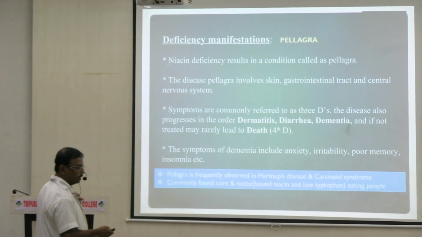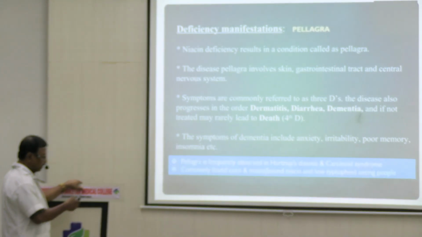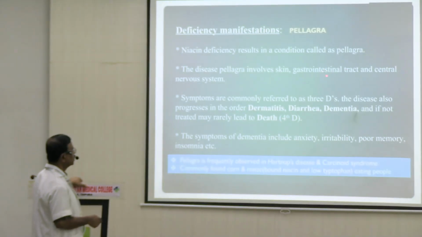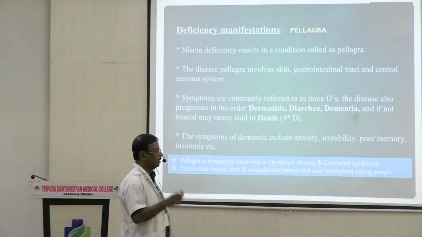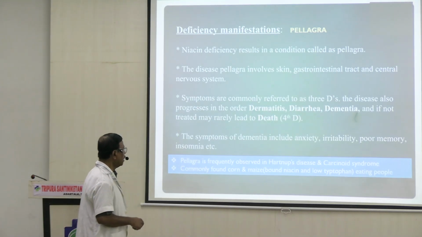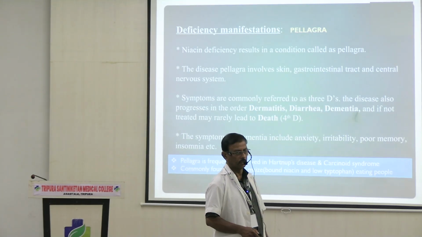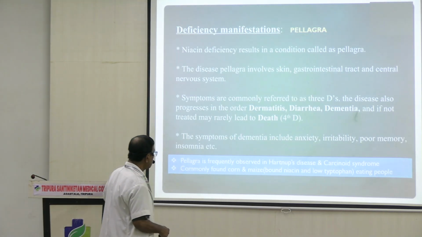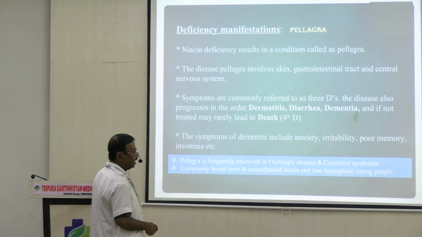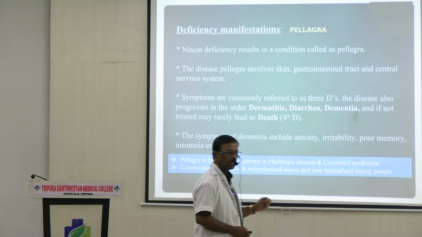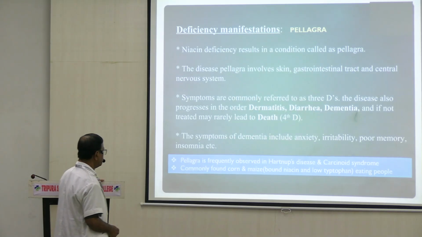Deficiency manifestation, it causes the disease called pellagra. The disease involves skin, gastrointestinal tract and central nervous system. It is characterized by 3D: dermatitis, diarrhea, dementia. If not treated, then the 4th D means death. Symptoms of dementia include anxiety, irritability, poor memory, insomnia. Diarrhea is loose stool with mucus and blood. Okay, they will have this type of symptom.